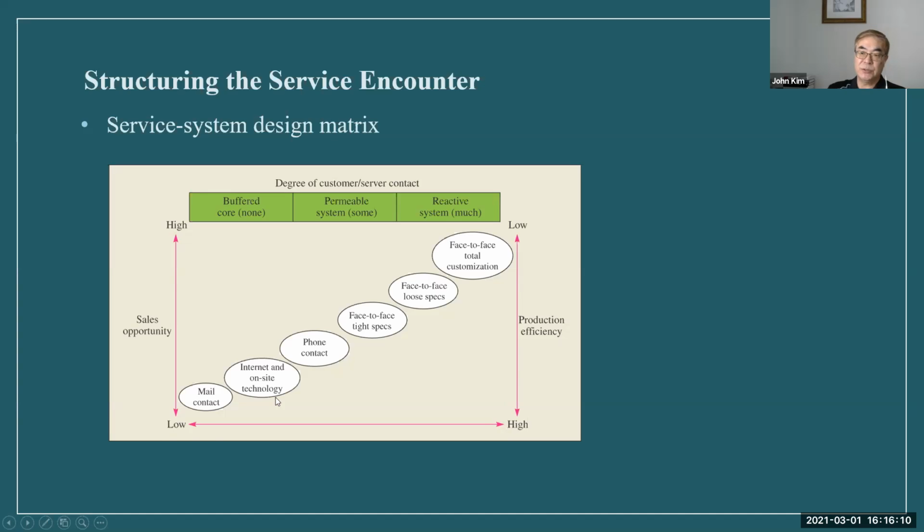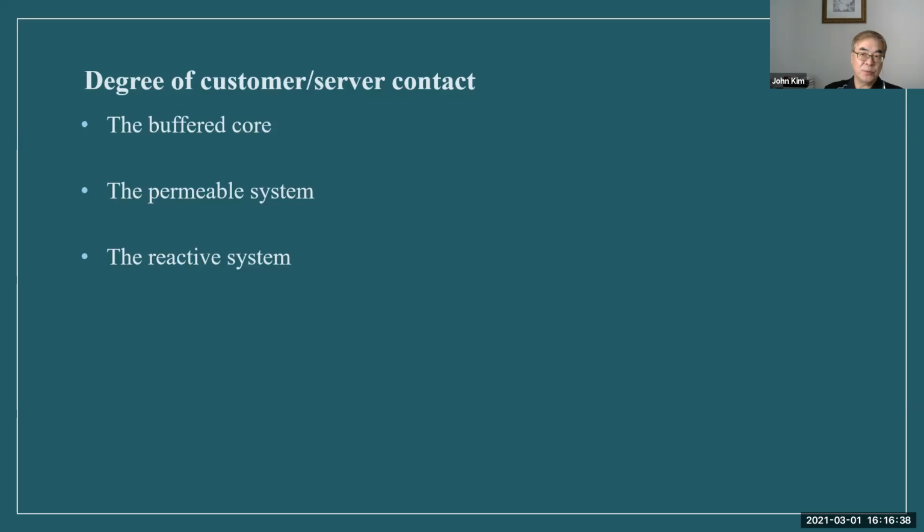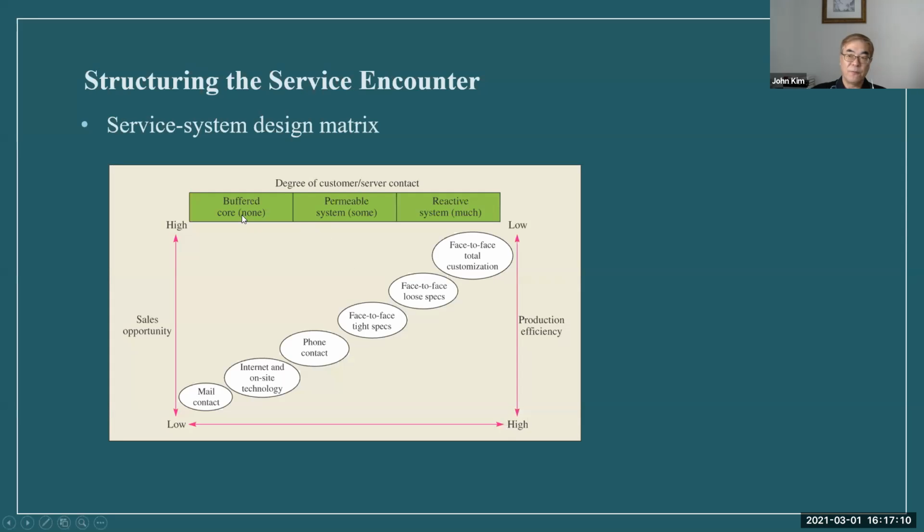Structuring the service encounter. Here, degree of contact low, degree of contact high. Example: mail or online contact is a low degree of contact, and face-to-face is a high degree of contact. And then based on the degree of contact, we can divide service like this: buffered core, permeable system, and reactive system. None or a little contact, then we call it a buffered core. Some contact, permeable system. And much contact, such as interactive face-to-face class or face-to-face service, the reactive system. So like this: buffered core, permeable, and reactive system.